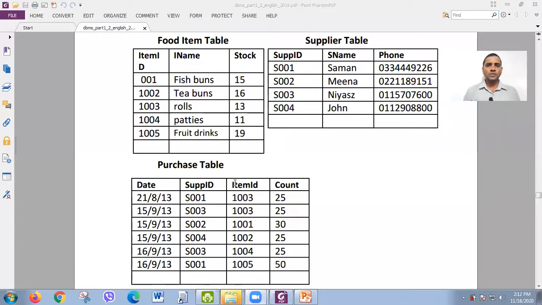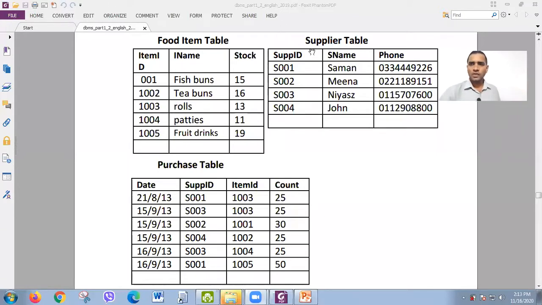Have a look at that purchasing table. In purchasing table, the number of items purchased is listed along with the date and supplier ID, right? Because that item should be purchased from a supplier. So their IDs are there, dates are there, and also the product and the number of items. If you take a close look at these 3, the relationship should be between food item table and the supplier table, right? Because food item is purchased from the supplier.